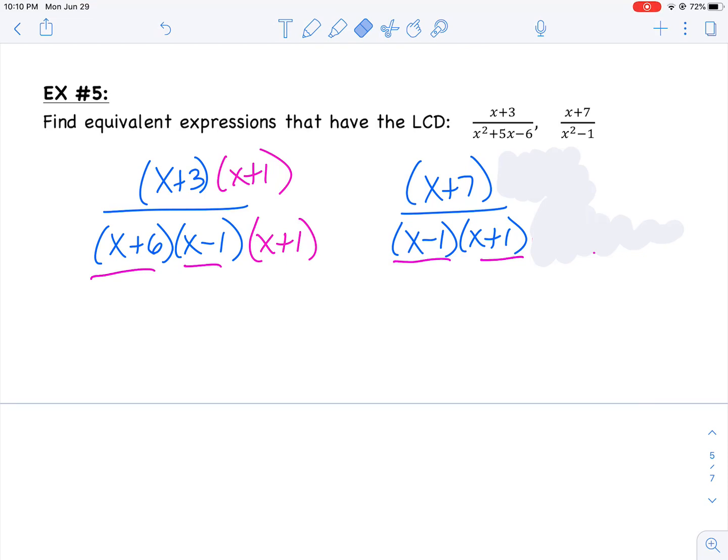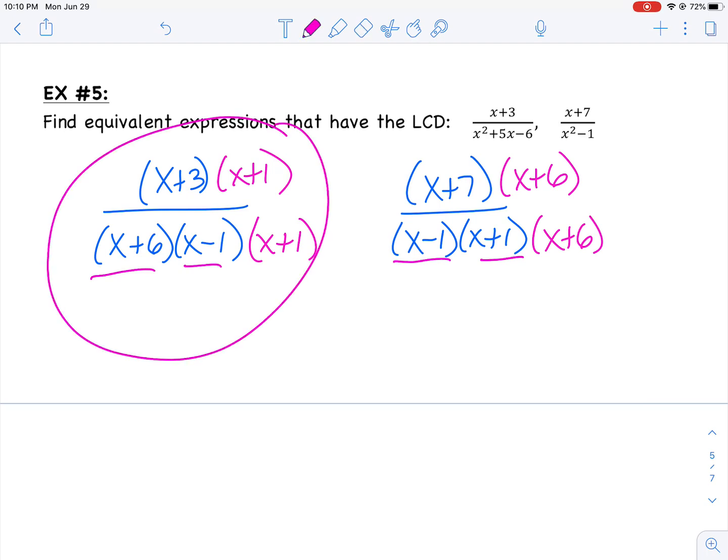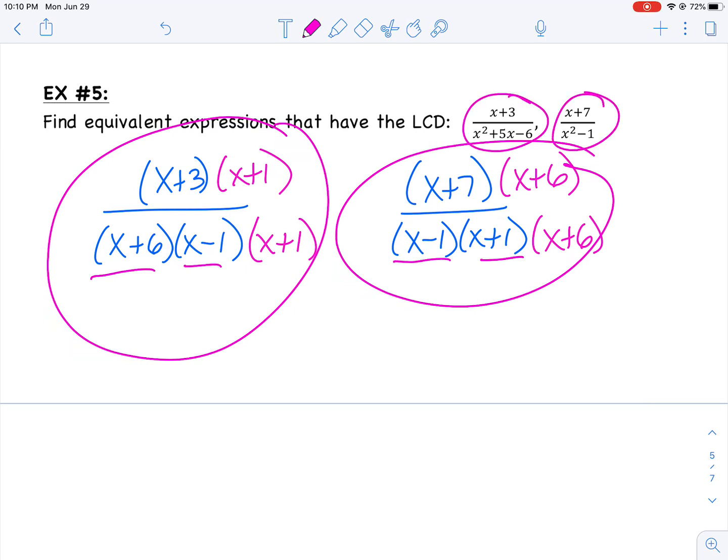All right, look at the second fraction. If I want him to have a common denominator with the first one, what factors in his denominator is he missing? What does he need that the first one has? Well, right now he has an x minus 1 and an x plus 1, but it looks like he's missing the x plus 6. So let's multiply the top and the bottom by x plus 6. These two rational expressions are equivalent to the two original rational expressions. They just now have common denominators.